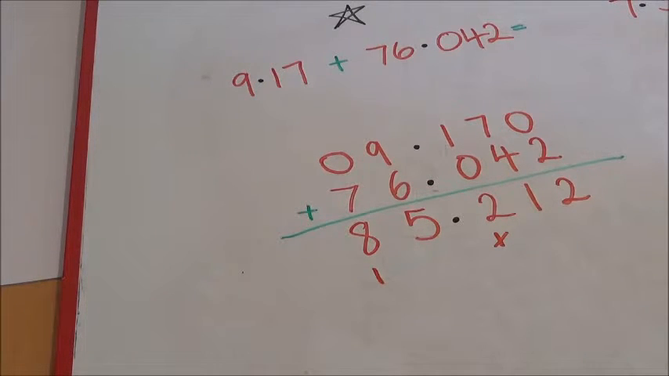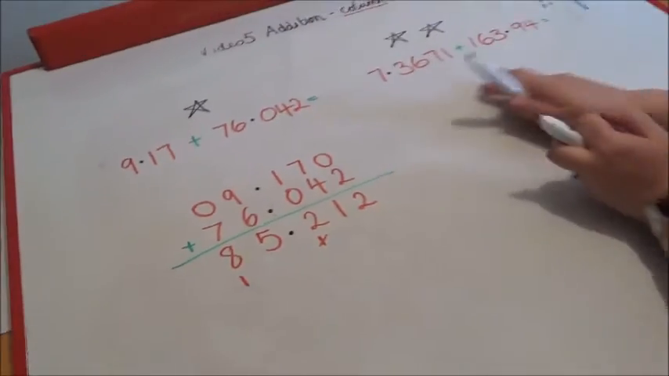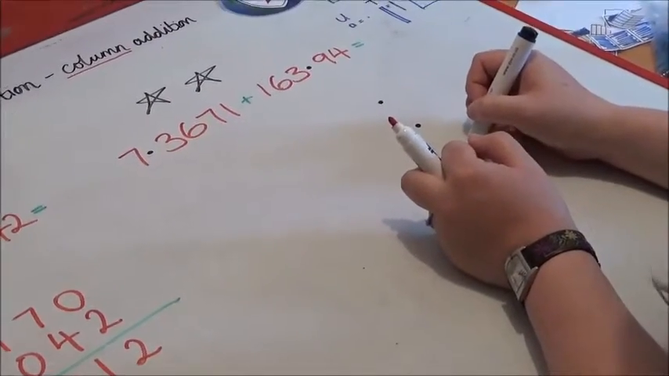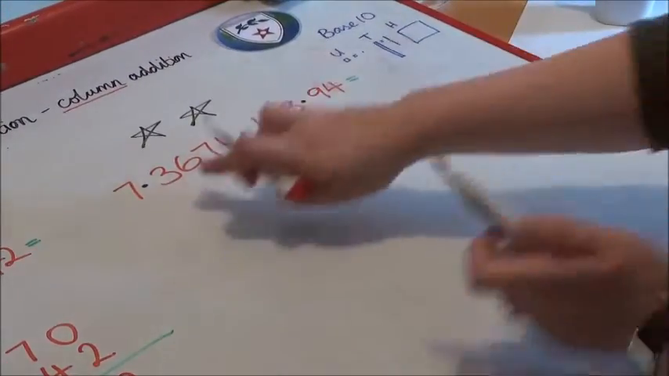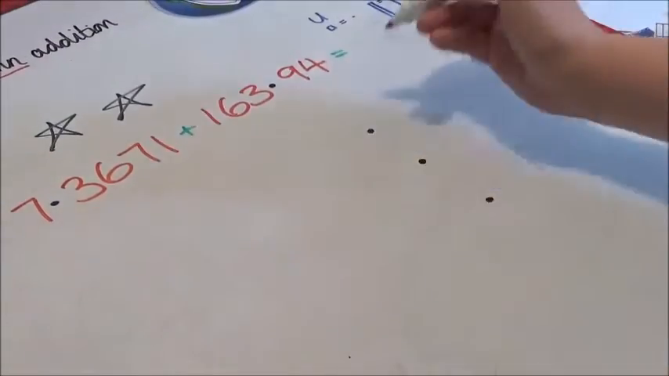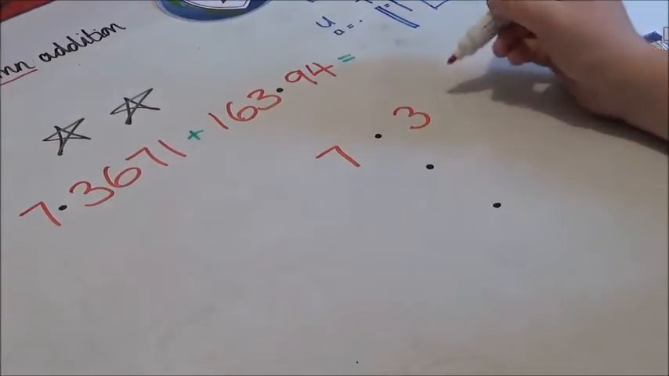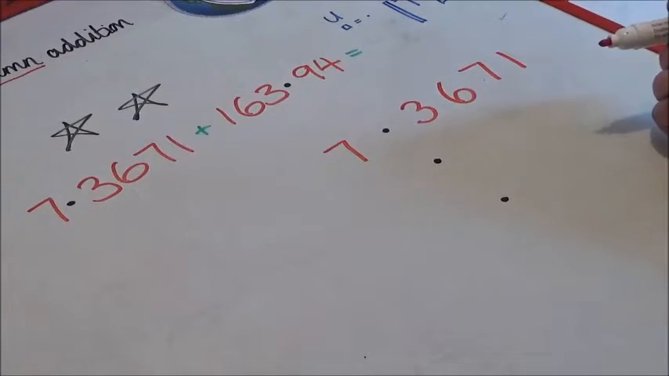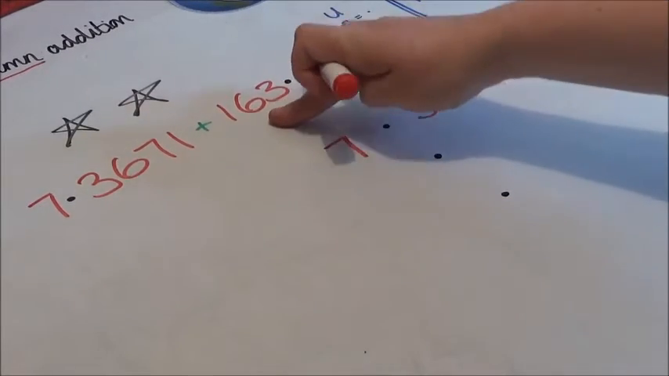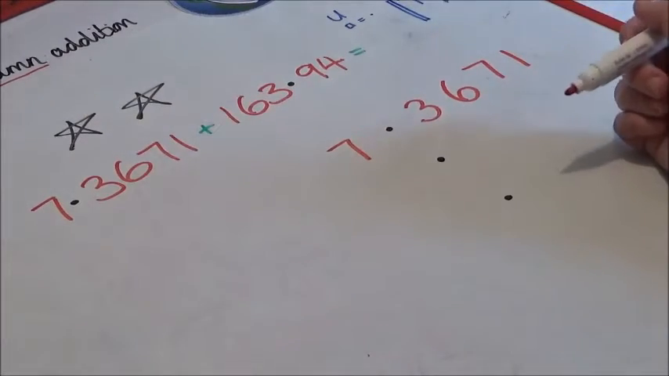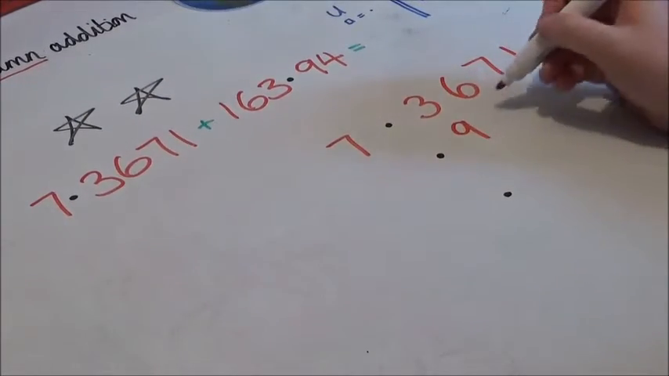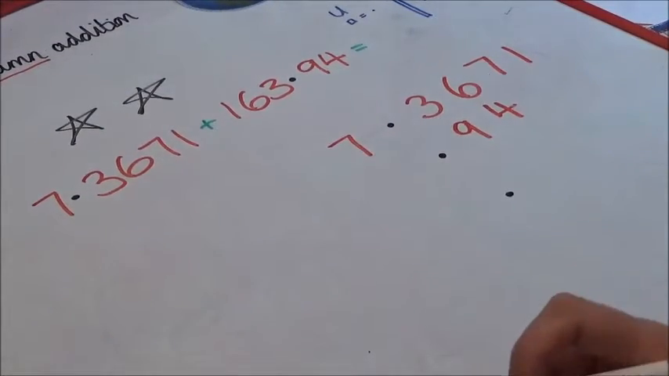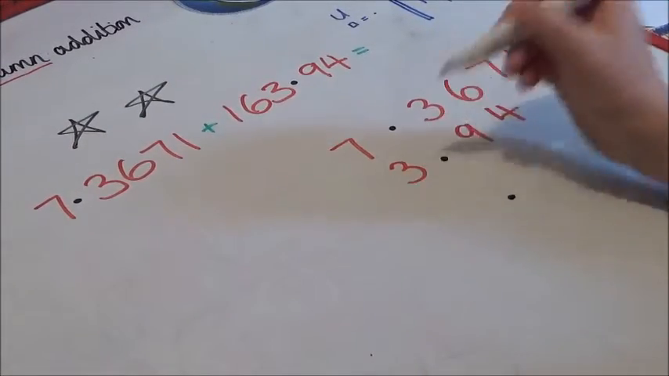If we have a look at this one, it was more complicated, not from the maths involved, but the layout more than anything else. So again, I'm going to line it up using my place value, using my decimal points to help me out. I've got 7.3671. So 7 in the units, 3 in the tenths, 6 in the hundredths, 7 in the thousandths, and 1 in the ten thousandths. Now I've got 163.94. So I'm going to put the 9 tenths in the correct place and the 4 hundredths in the correct place. I'm going to put the 3 units in that place under the 7.